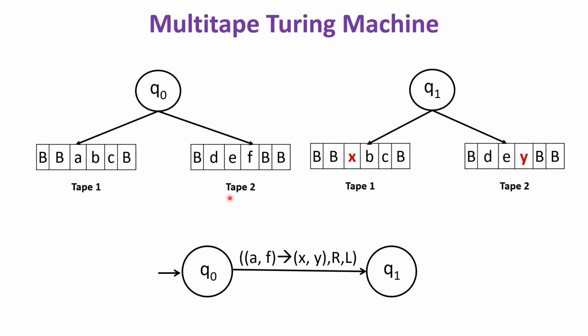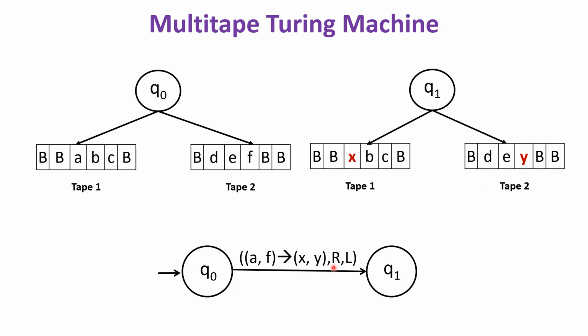consisting of two tapes, tape 1 and tape 2. At some instance, Q0 is pointing at A in tape 1 and F in tape 2. And if we have a transition from Q0, A, F, where the state changes from Q0 to Q1, A is replaced as X. So you can see here A is replaced as X. F is replaced as Y. So F is replaced as Y.